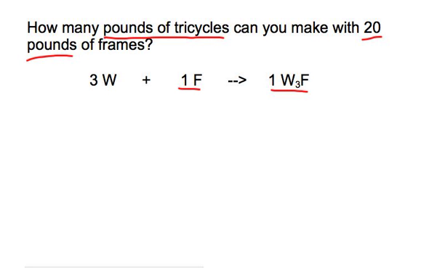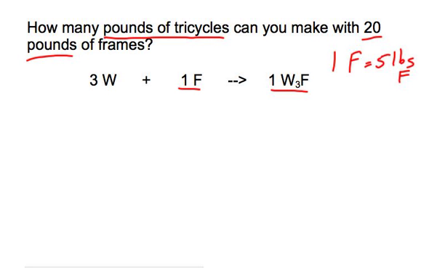If I have 20 pounds of frames, what we need to know is how many frames is that? And the only way we're going to figure that out is if we know how much a frame weighs. So somehow we'll have to look up this information. Let's say that one frame has a weight of 5 pounds. So I'm going to say 1 frame equals 5 pounds of frame. This is something I've either measured or looked up, but it's there. So once I know that, I'll be able to figure out how many frames I have.